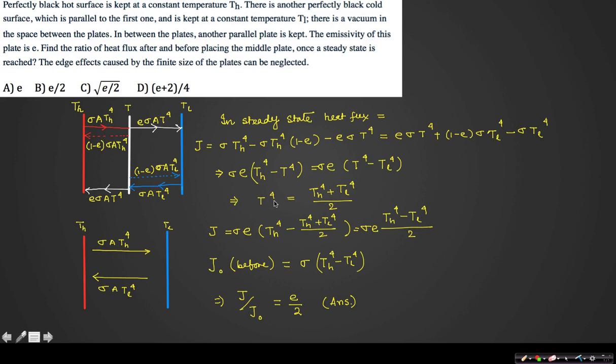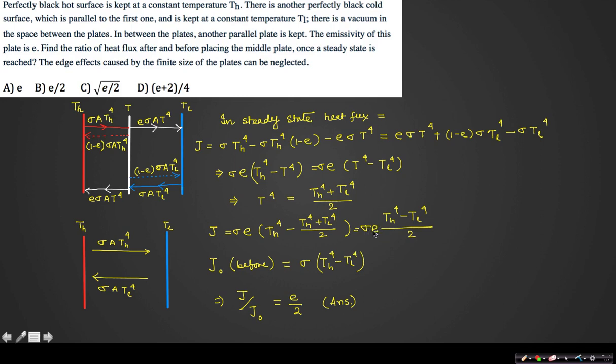So from here you can also find the temperature of the middle plate. If you just rearrange this equation, you can find the temperature of the middle plate. And once I know the value of T to the power 4, I can put this in any of these equations and I will find the value of J after placing the plate, right? So this is sigma into E into (TH power 4 minus T power 4). So if I put the value of T power 4 in terms of TH and TL, then it is (TH power 4 minus TL power 4) by 2, right?